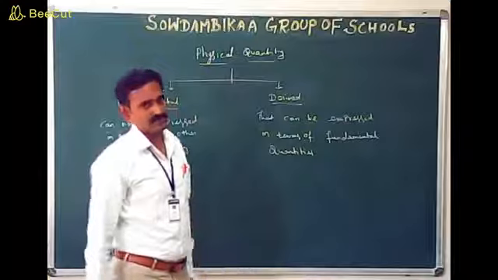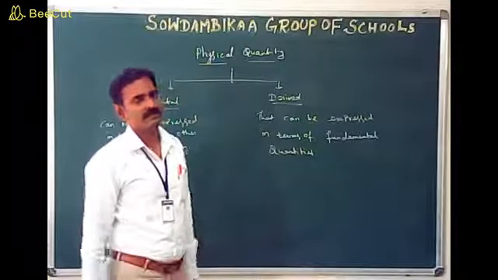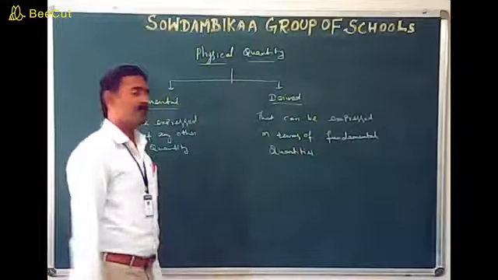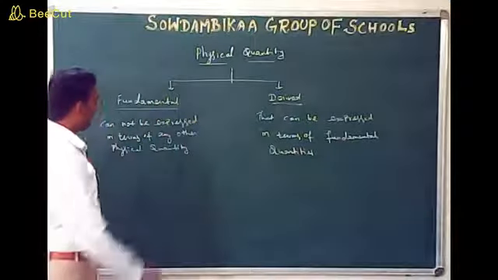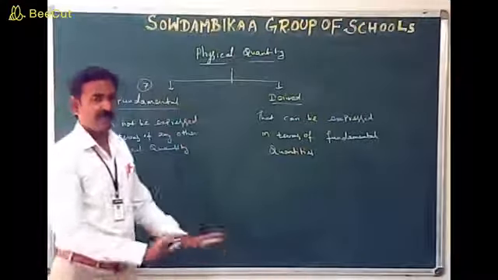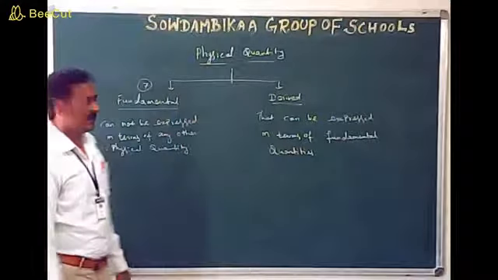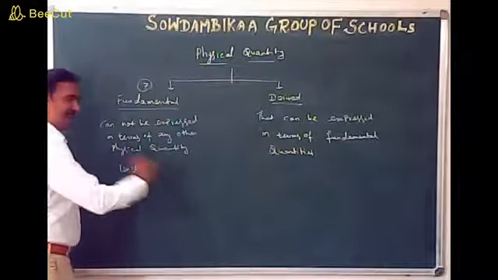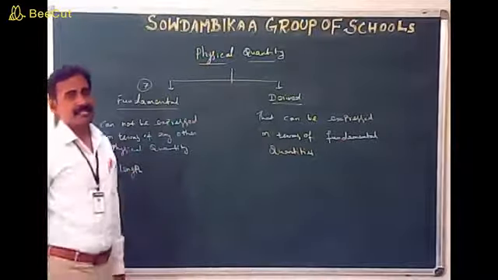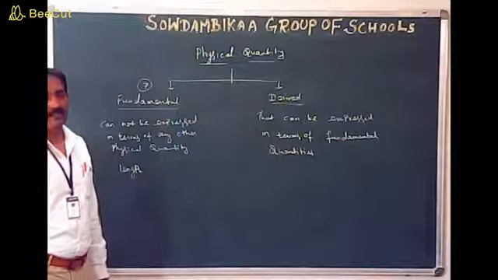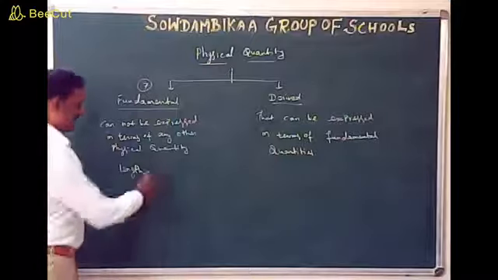You have to understand these definitions with the help of some examples. Some examples for the fundamental quantities: there are only 7 fundamental quantities. One is length. Length is a fundamental physical quantity. We cannot subdivide this. It is length.